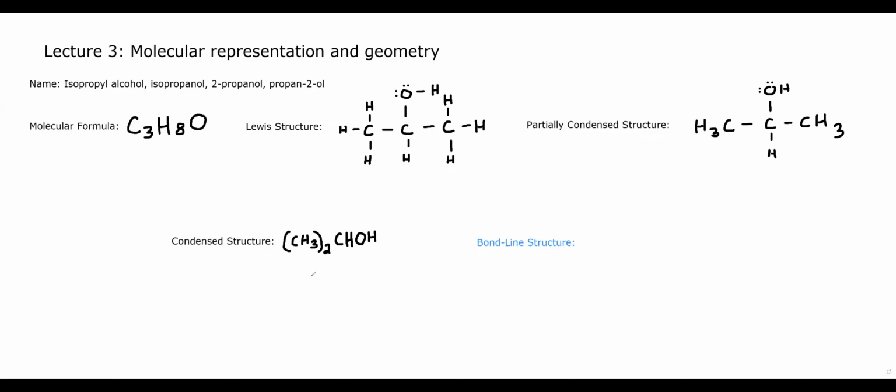But the main molecular representation that we're going to discuss today for a little bit is the bond line structure. That's the one I highlighted in blue over here. This is going to be the most important one for us because we're going to start simplifying our structures and using bond line structures to represent most of our molecules from now on. Okay, so what does a bond line structure look like? Well, for isopropanol, it would look like this.